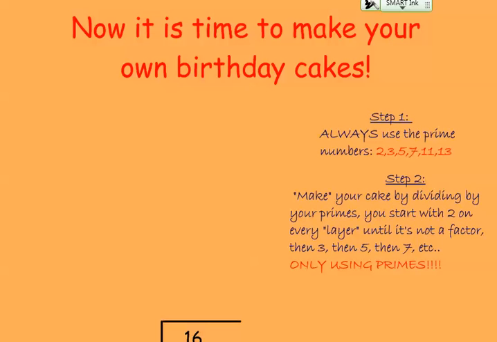In this example, you can see I'm trying to find the prime factorization of 16. So I have 16, and then I have a cake layer on it. I want to see if 2 goes into 16, and it does. 2 goes into 16 8 times, so I put an 8 up above. I draw a layer, and then I check 2 again. Does 2 go into 8? The answer is yes. It goes in there 4 times.